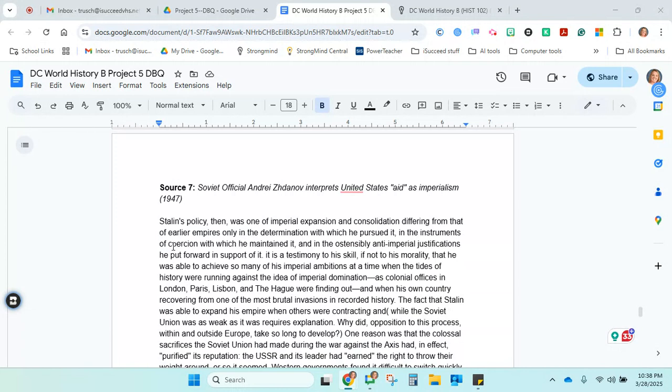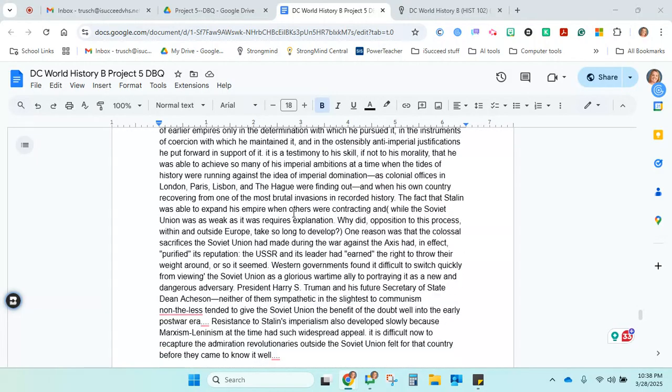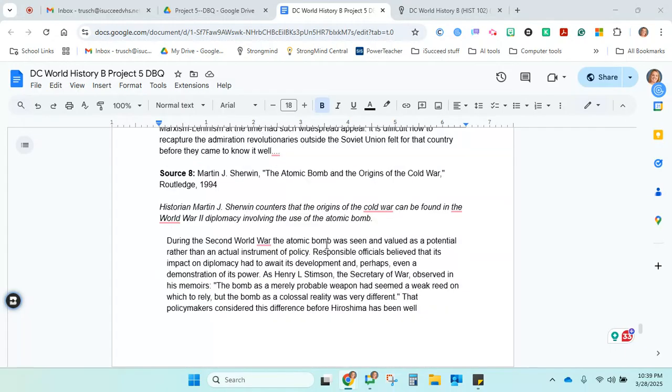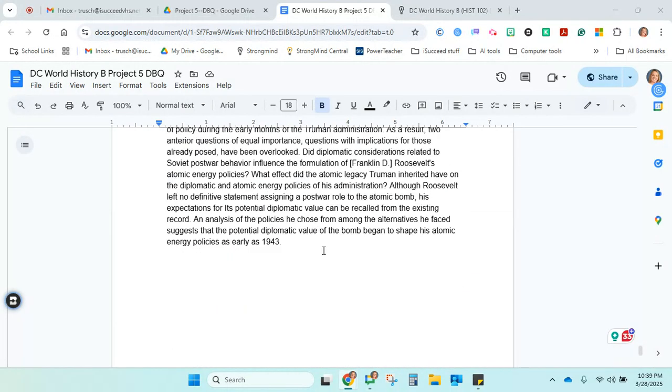Number 7 is Soviet official Andrei Zhdanov, I don't even know how to say that, interprets the United States aid as imperialism. Okay? And so it says that maybe it was our fault. Martin J. Sherwin says the atomic bomb and the origins of the Cold War. So, once again, maybe it was our fault.